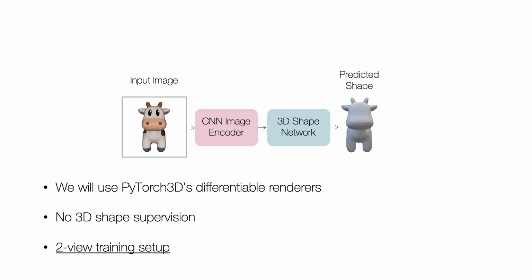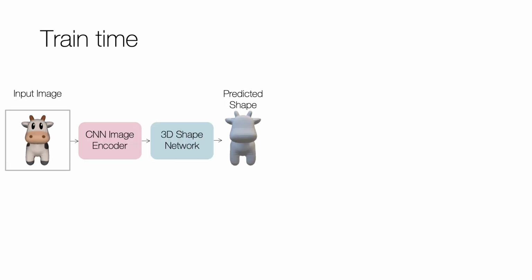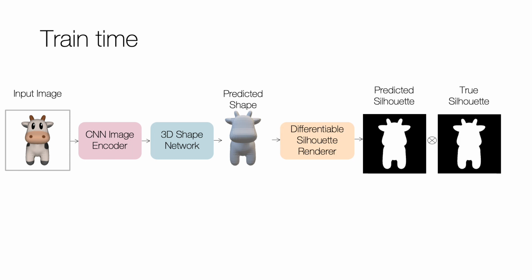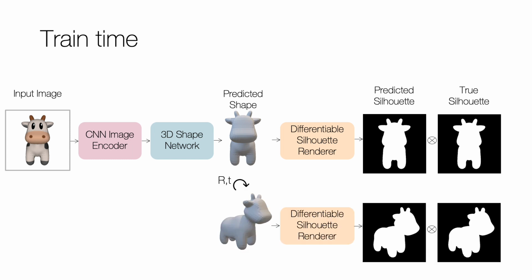To overcome this ambiguity, we assume a 2-view training setup. At train time, our model, given an input image, predicts the shape of the object in view coordinates and renders its silhouette using differentiable rendering, which is then compared to the ground truth. The shape is transformed with a known transformation of the second view, and its rendered output is compared to the corresponding ground truth. This model uses only 2D supervision. It assumes object silhouettes for silhouette-based rendering, or the original textured views for texture rendering. And of course, it assumes that the model has access to 2 views of the same object at train time.